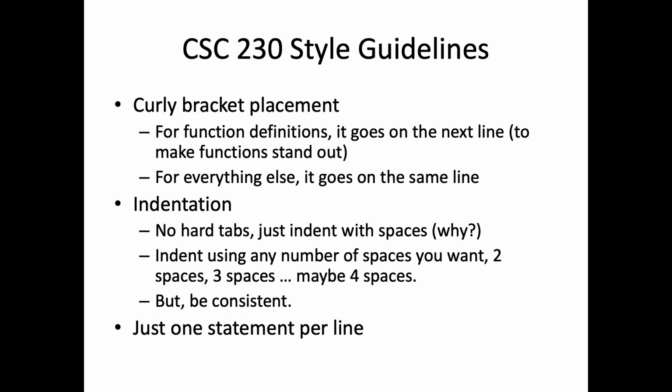For indentation, we're using spaces instead of hard tabs. So inside, you're expected to indent your code. Inside a for loop, inside a function definition, the code should be indented. You can indent it with as many spaces as you want. You just need to be consistent. So if you want to indent with 2 spaces inside a for loop, that's fine. Just don't use tab characters.